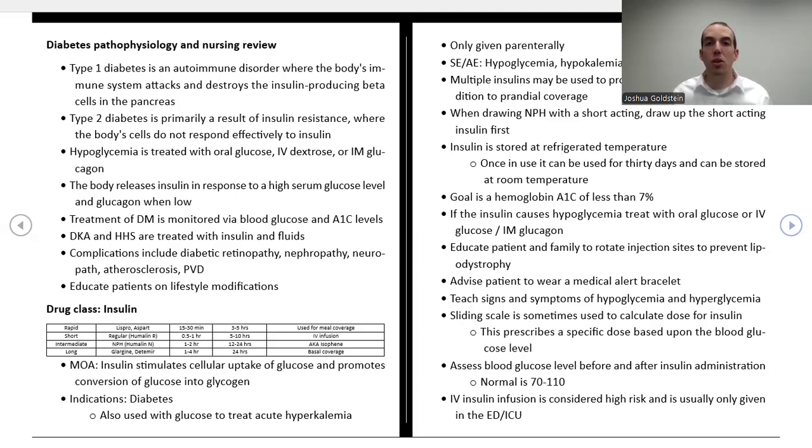Make sure they know that when you're an insulin-dependent diabetic and you're going to be getting injections on a regular basis, you should keep rotating the sites to prevent lipodystrophy. Patients that are type 1 diabetic or insulin-dependent diabetics should be wearing a medical alert bracelet. You do need to make sure that, like I said, they're aware of the signs and symptoms of hypo and hyperglycemia and when to report it to their provider.